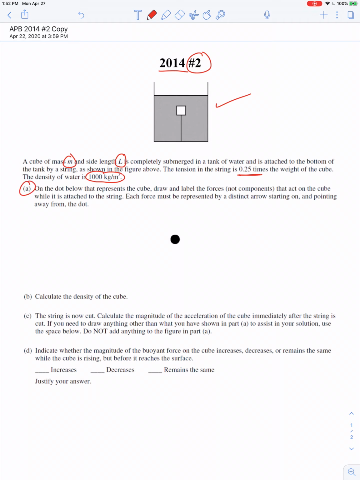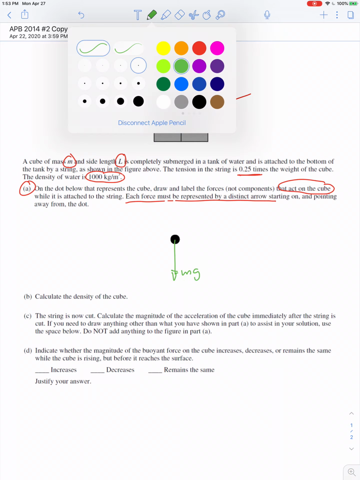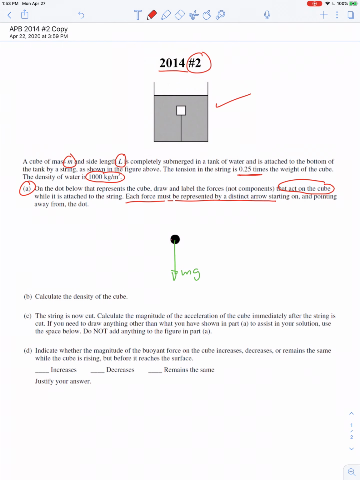Part 1, draw a free body diagram. Show all the forces that act on the cube. Each force must be represented by a distinct arrow. Okay, so how many forces are there? I believe there are 3 forces. We can't get away from the fact that the cube weighs something. So there's a downward force we can represent as mg, and then we're told there's some tension in the string. And if we draw it to scale, the tension is 1/4 of the weight, so I tried to make that vector about 1/4 as long as the green vector.